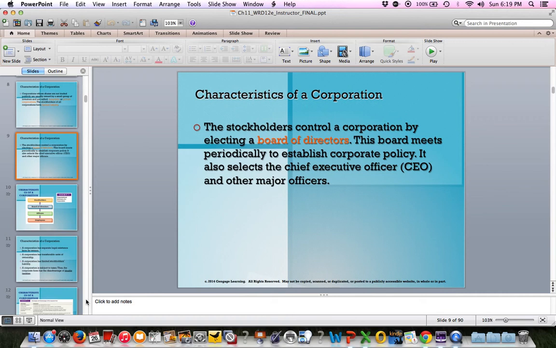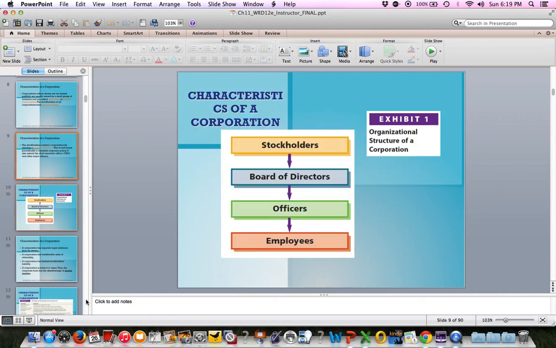Corporations have to have a board of directors. The board meets periodically and they establish corporate policy. They select top officers of the company, and then the top officers report to the board. And so you can see here the organizational structure of a corporation. The stockholders own it. They elect the board of directors. The board of directors selects the officers who run the company, and of course the officers then hire employees to work for the company.